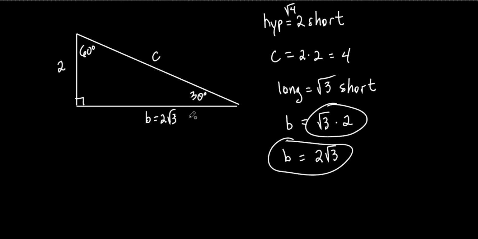Yeah, 3. All right, and what did we say C was? It was 4. So there you go. You've got the hypotenuse, and you've got the longer side. And really, it wasn't even that difficult. Did I need a calculator for any of that? No, didn't really need a calculator for that at all.